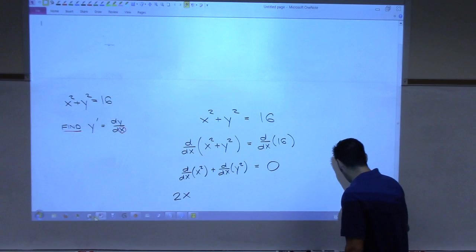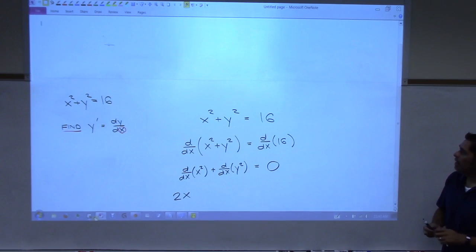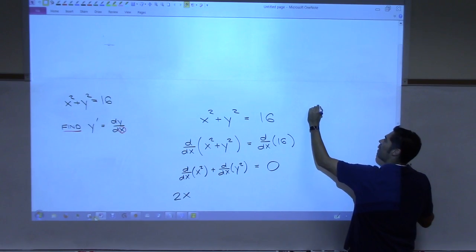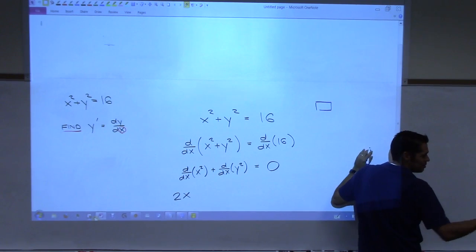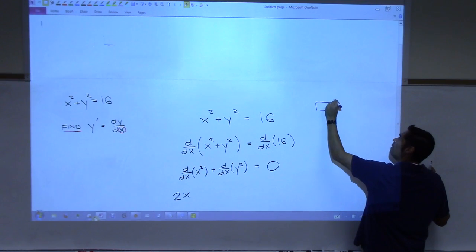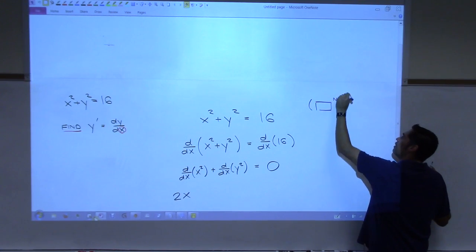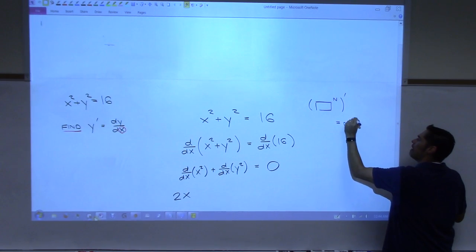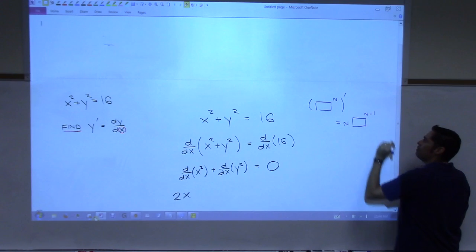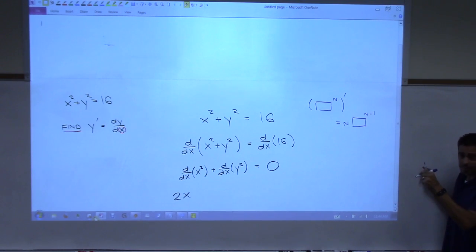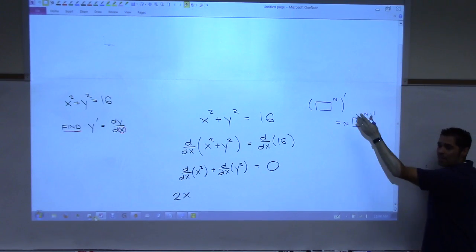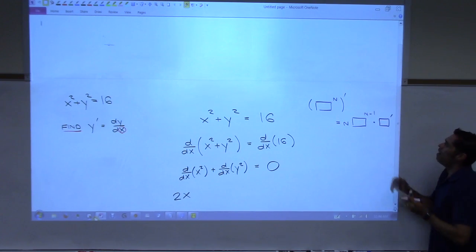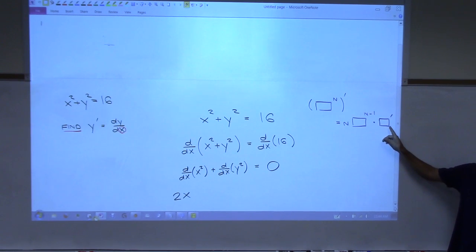Remember last class we had the chain rule? And the chain rule works like this. If I had something to a power, like let's say I had a box, to the n power, and I took the derivative, then what you do is you would say n comes out, I would take that box and raise it to the n minus 1, right? Then you'd say times the derivative of what was in the box. And in this case, I don't know what's in the box, so I'll just put the box with a little prime mark on it. Make sense? This is the chain rule.